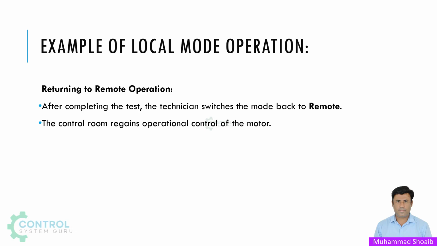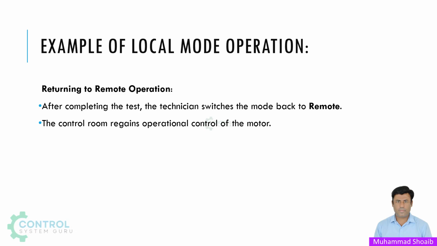So it means in the field we have a switch, marked local and remote. Once he has to work locally, he will switch it to the local mode, and in that case, he can easily start and stop locally. He has no need to communicate with the remote operator. Once he finishes his work, after completing the test, the technician switches the mode back to remote mode. The control room regains operational control of the motor.